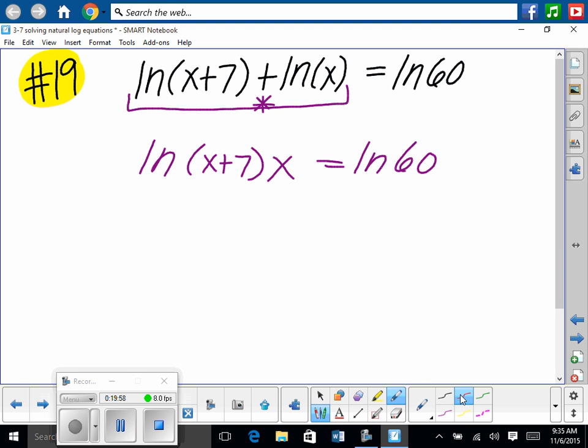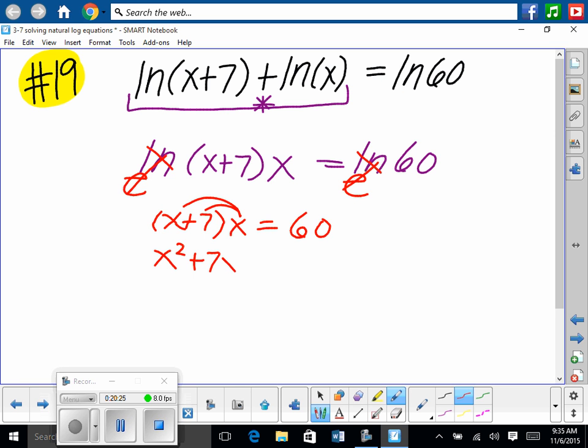Okay, so then from there, we need to undo ln. What undoes ln? E. Good. So we take the inverse of both sides. E. So then e and ln undo each other. We're left with x plus 7 in parentheses times x, which is equal to 60. Now we're going to solve for x. So we're going to distribute our x through. So we'll have x squared plus 7x is equal to 60.